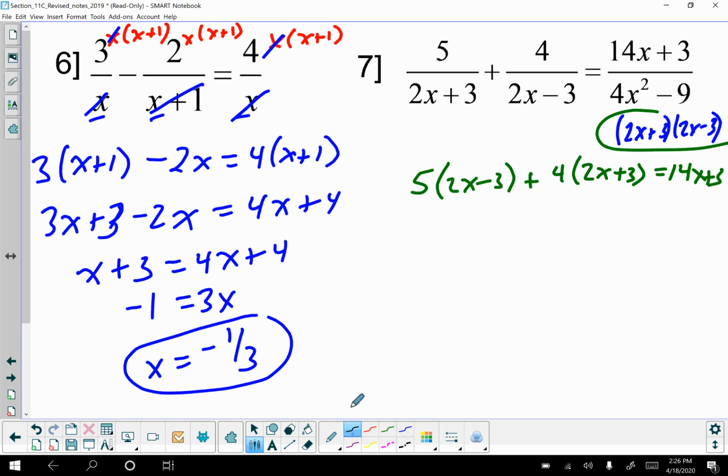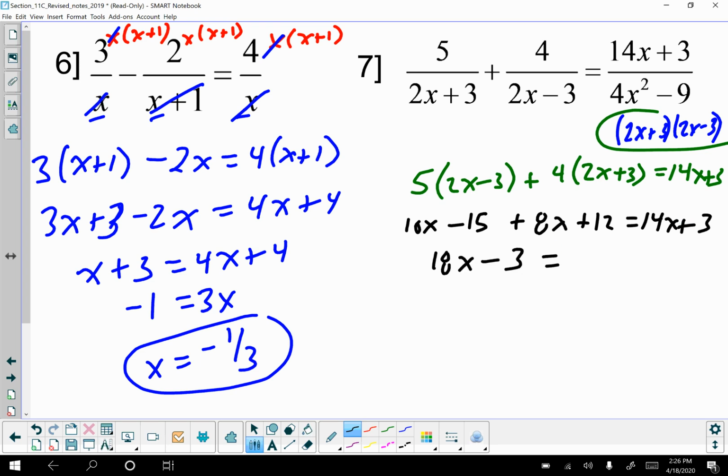Let's go ahead and distribute over the parentheses. So I'm going to get 10x minus 15 plus 8x plus 12 equals 14x plus 3. Combine like terms, so I'm going to get 18x minus 3 equals 14x plus 3. Subtract 14x, so I get 4x over here. Add 3, so I get 6 over here. So x is equal to 6 over 4. 6 over 4 reduces to 3 over 2.